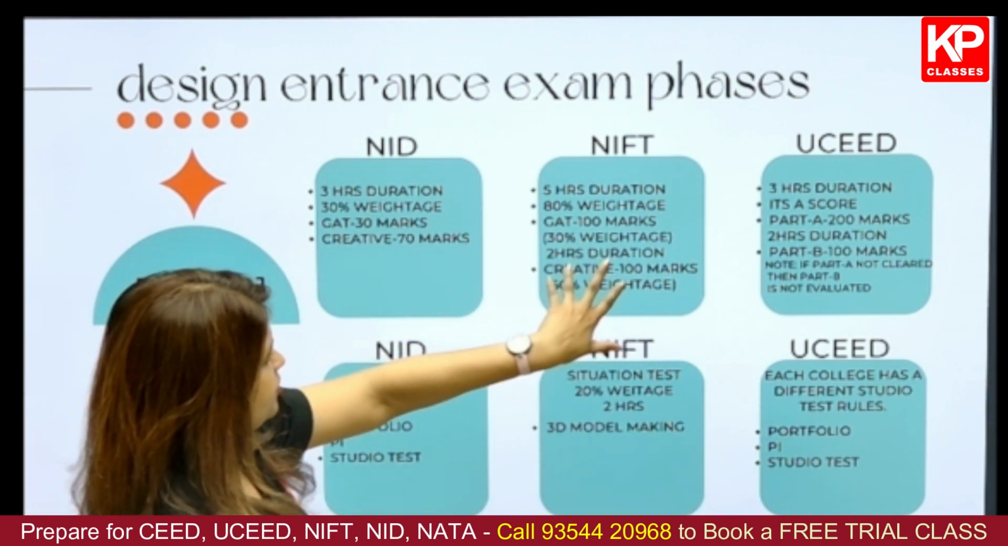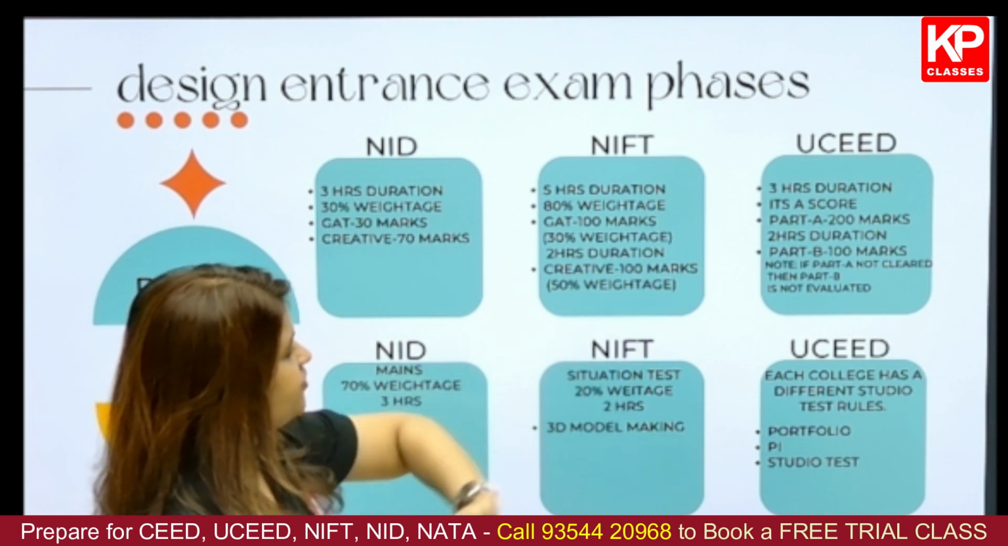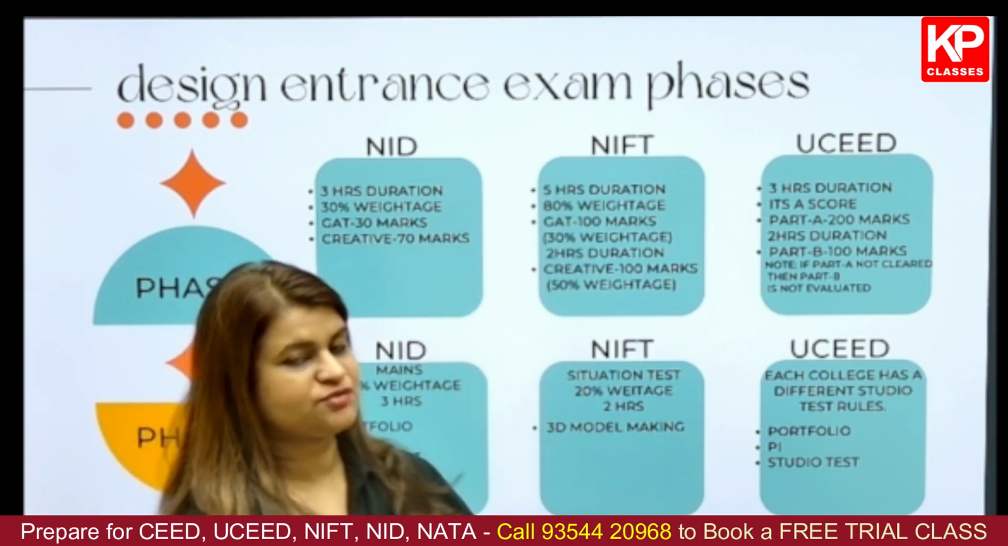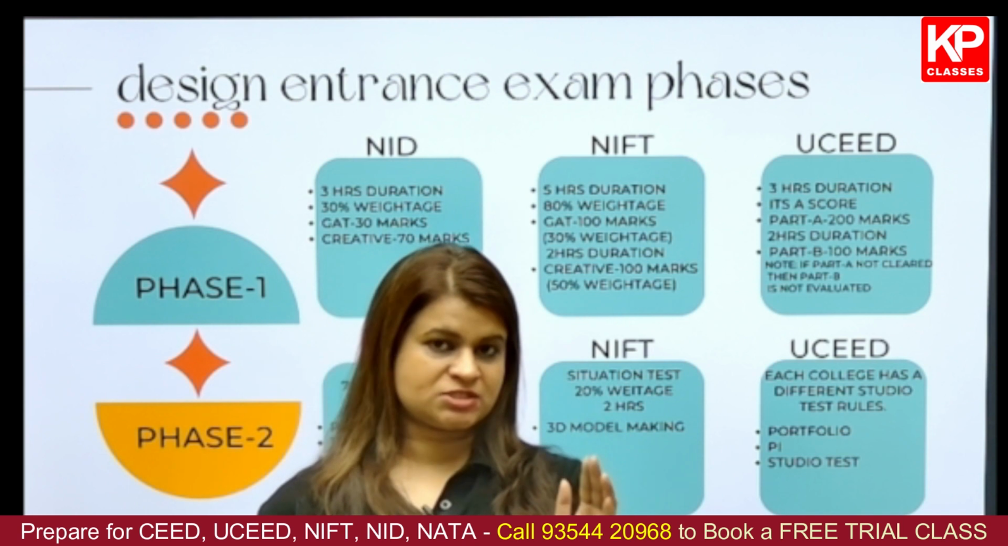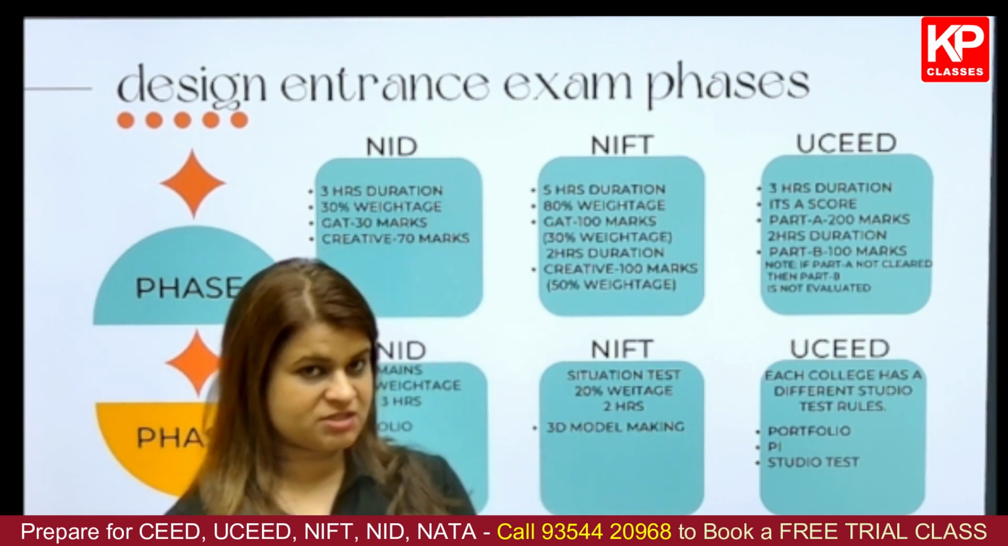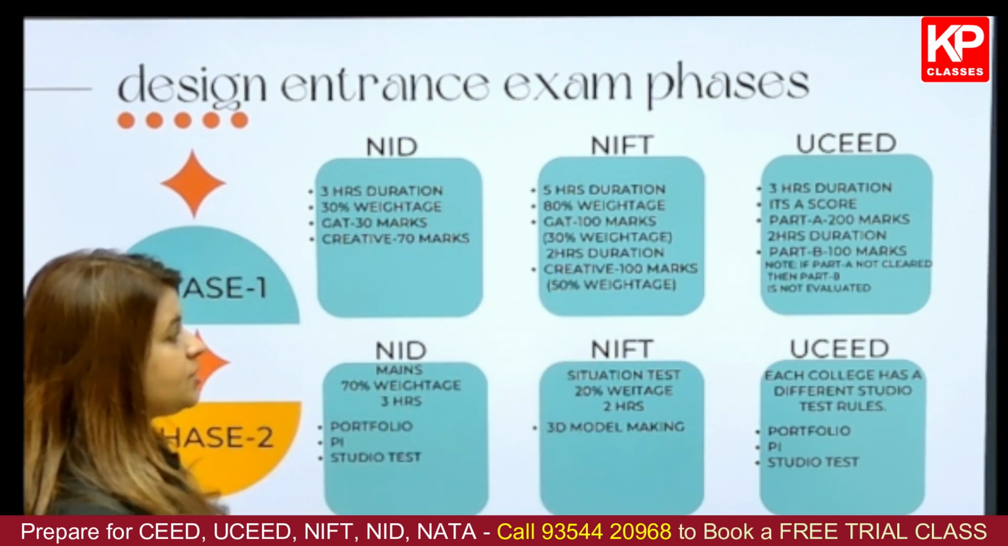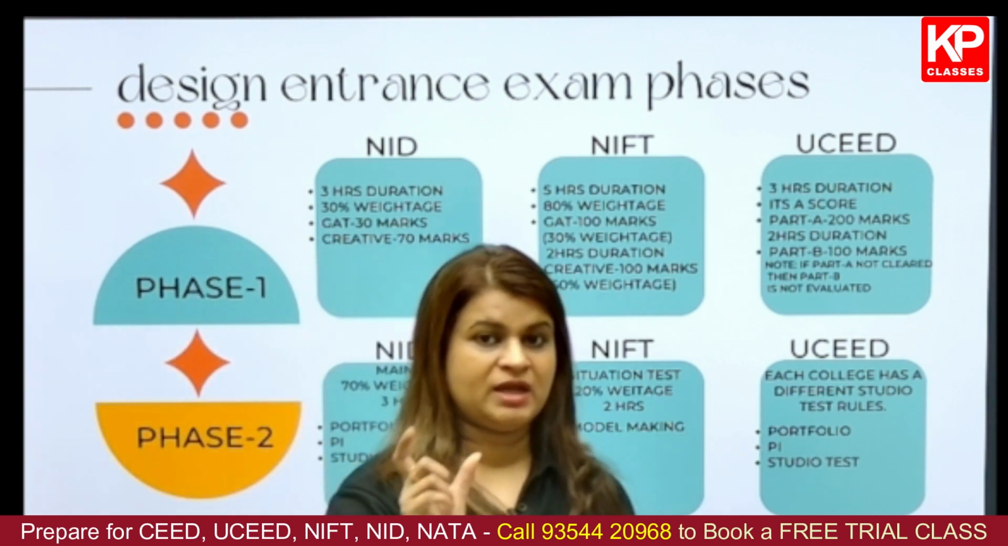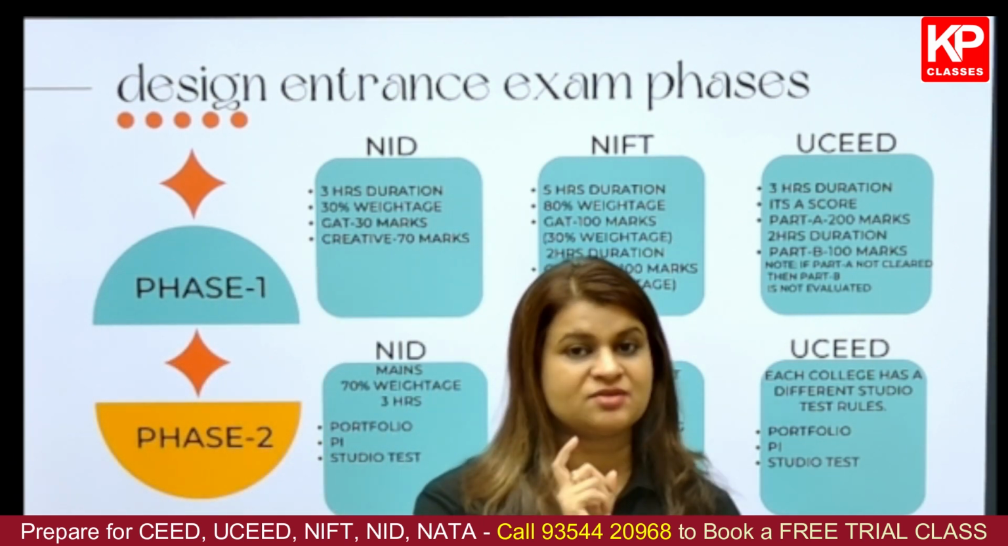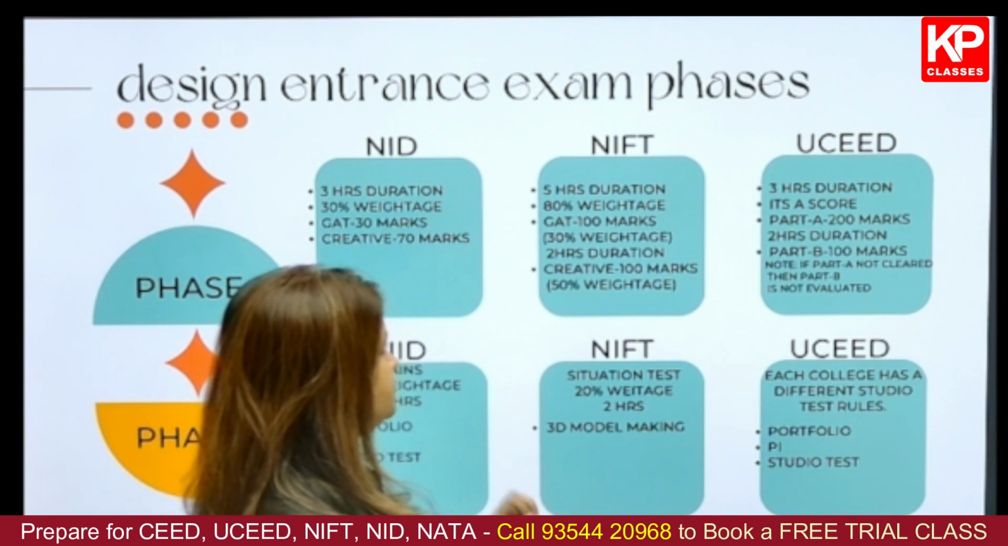Then you have creative aptitude. Out of these 5 hours, 2 hours is general aptitude, 3 hours is creative aptitude. Again, creative aptitude is of 100 marks and the weightage is 50%.